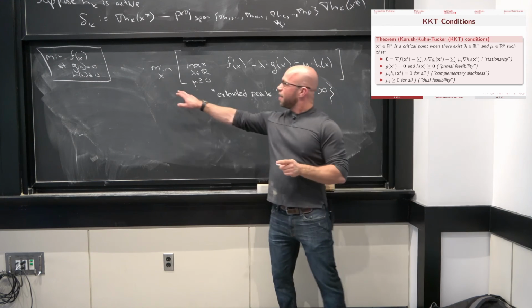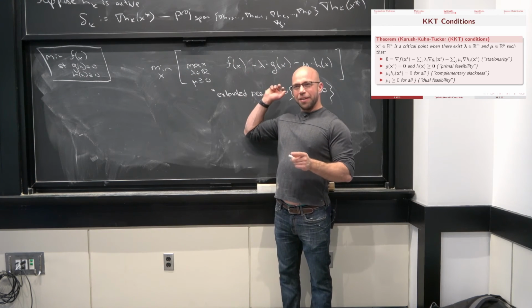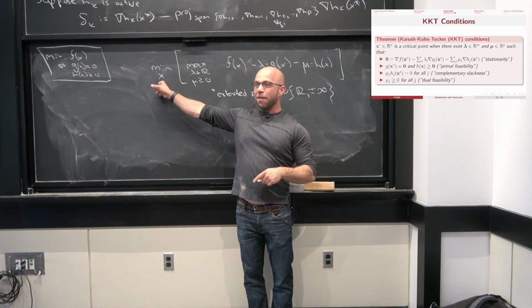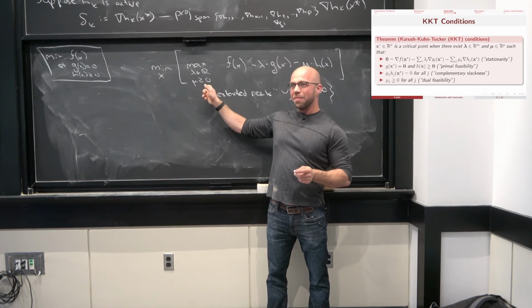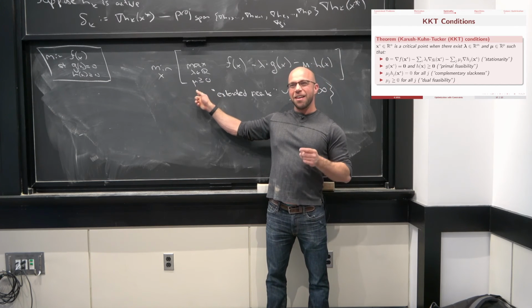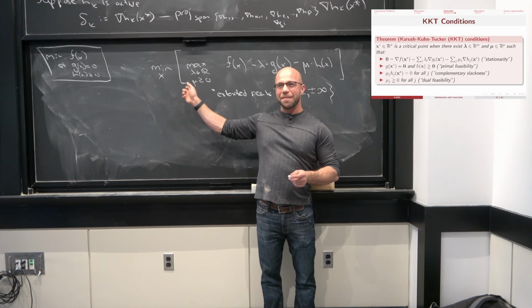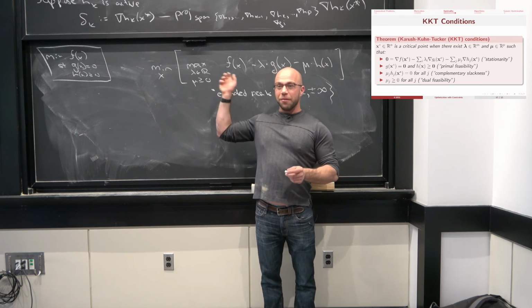So here's the way to read this problem because it's a little bit tricky. The objective value for x is itself the solution of an optimization problem for lambda and mu. Does that make sense? So if I want to know the cost of x, I have to solve some other problem for lambda and mu. This is a perfectly reasonable thing to do.